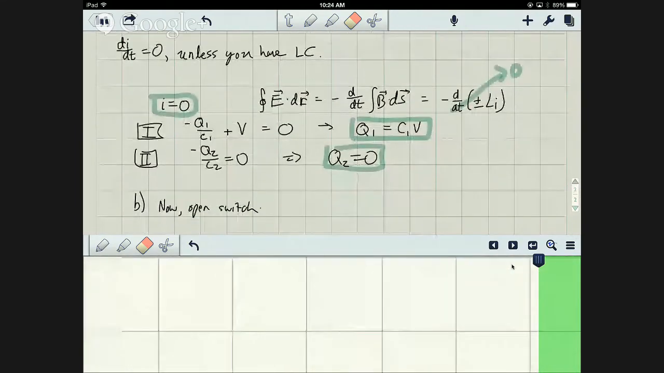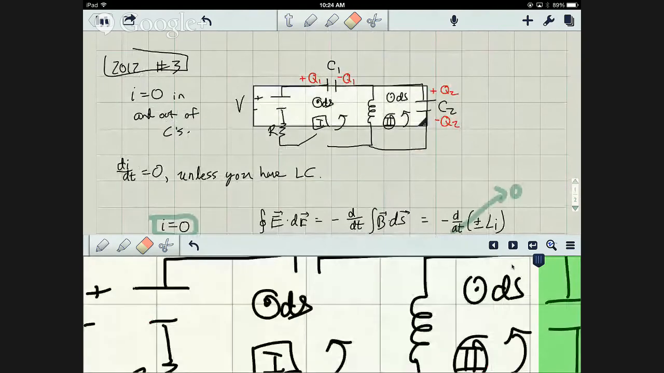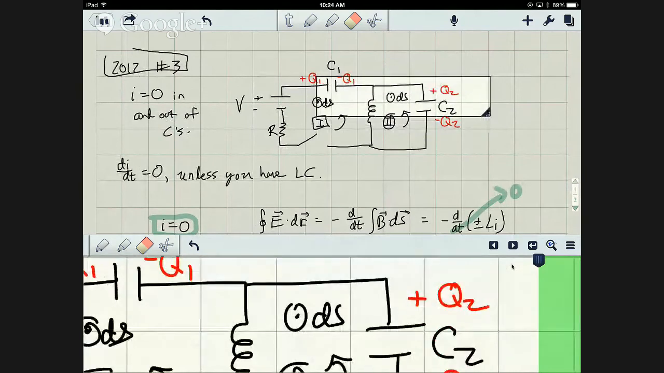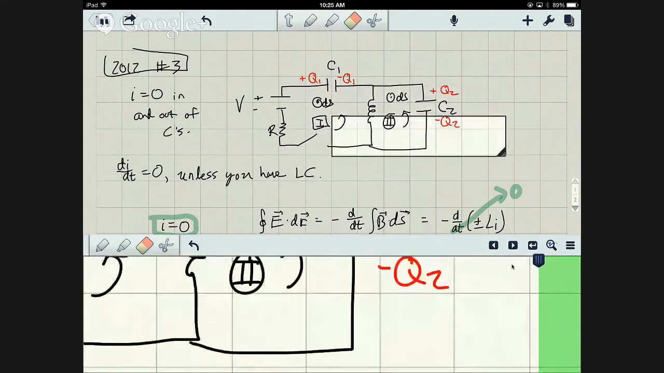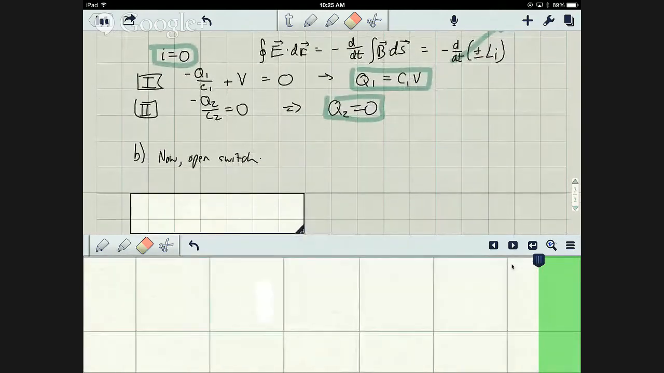In part B, you open this switch. Unfortunately, we have an initial charge of Q2 being 0 and an initial current in this wire being 0 because there was no current in the steady state. If there's no initial charge, there's no initial current, nothing's going to happen. Let's go ahead and prove that. The way we do that is by integrating around loop 2.